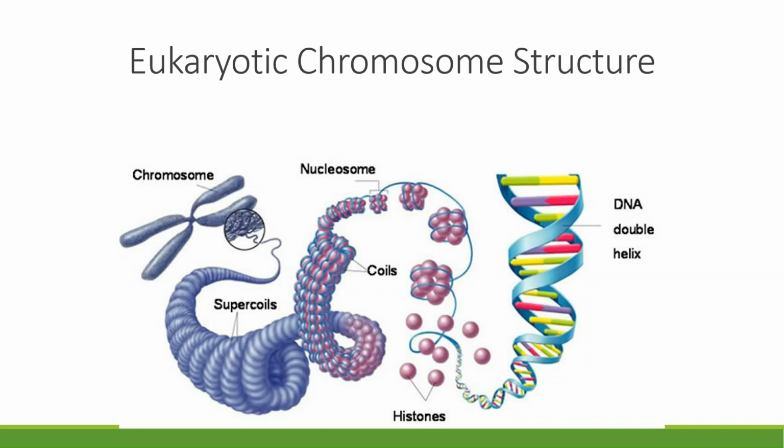Looking at this image from right to left, we can see the unpackaged DNA. Histones are used to wind up the DNA into coils, and then those coils are coiled again upon themselves to form what are called supercoils, which are the structure that is condensed to form the linear chromosomes of eukaryotic DNA.